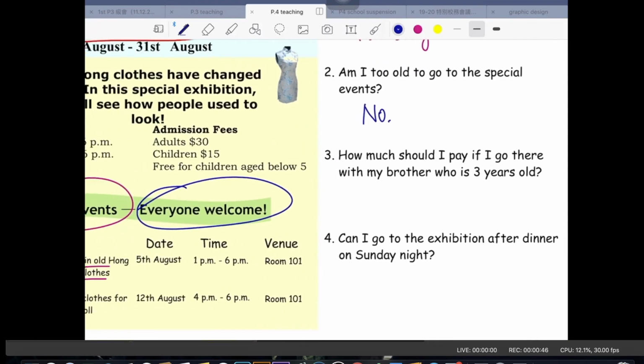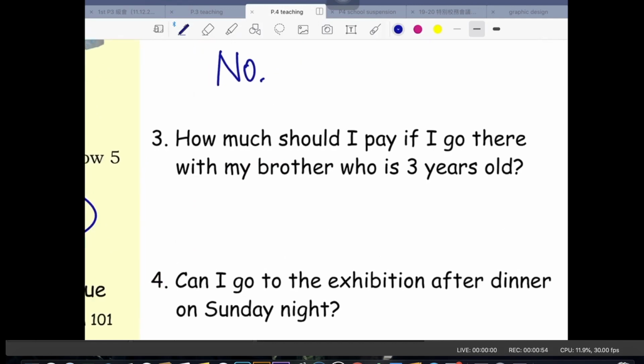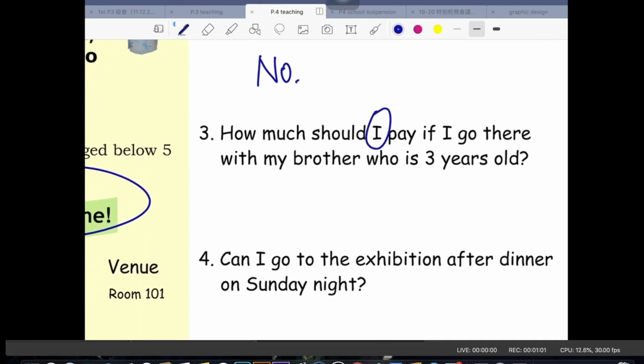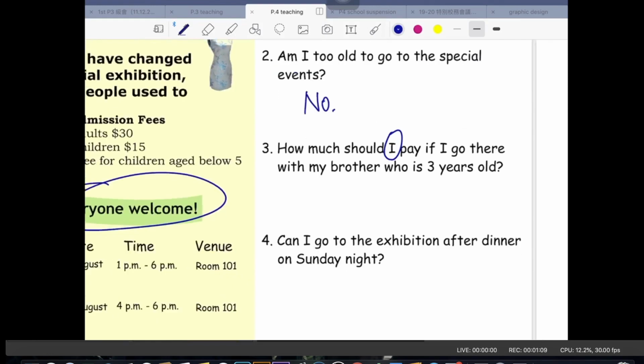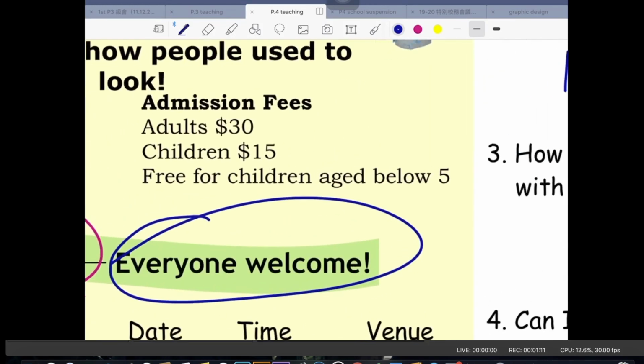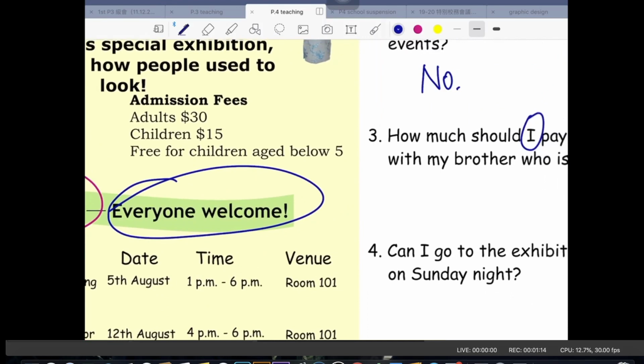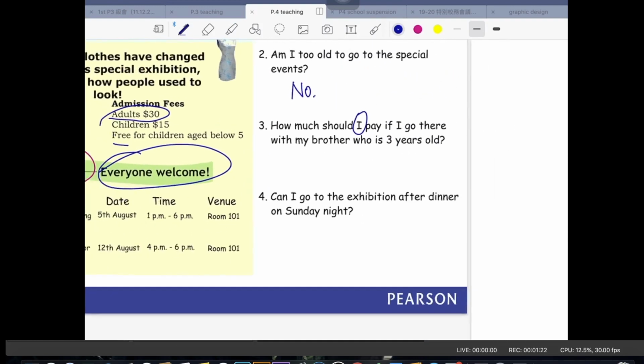All right. So number 3 is a bit tricky. I wonder if you find some question when you're doing number 3, because here it says how much should I pay? But who is this I? So it really depends. If one of the teachers has to go there with our little brother who is 3 years old, how much do I have to pay? Yes, if I, Miss June, go, then I have to pay $30. Right, it's only $30 because the brother is 3 years old, which is free for the little brother.